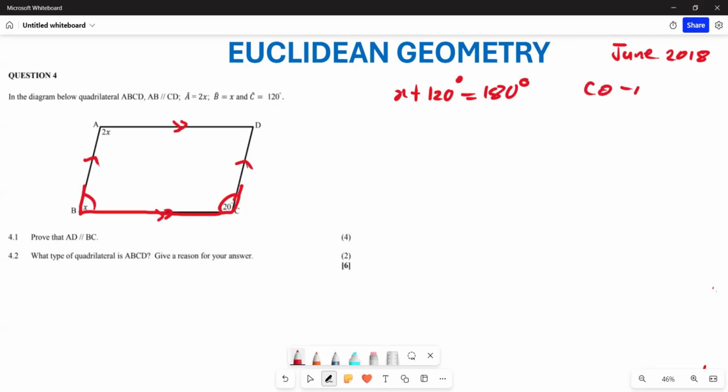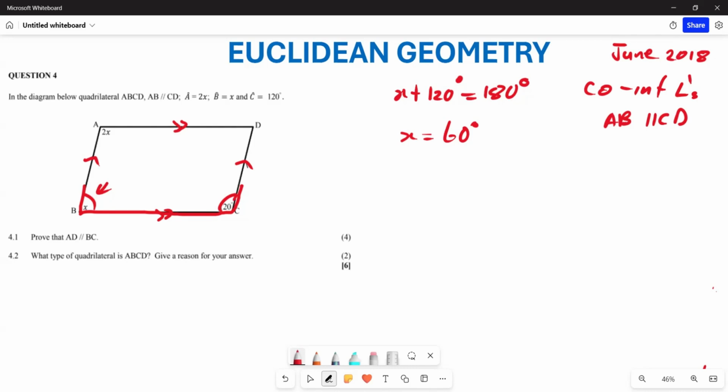So these are going to be interior angles. Why is it called interior angles? Because here they gave us that AB is parallel to CD. So which means now your X is going to be equal to 60 degrees. Now that we found out that our X is 60 degrees, what is it that you're going to do?